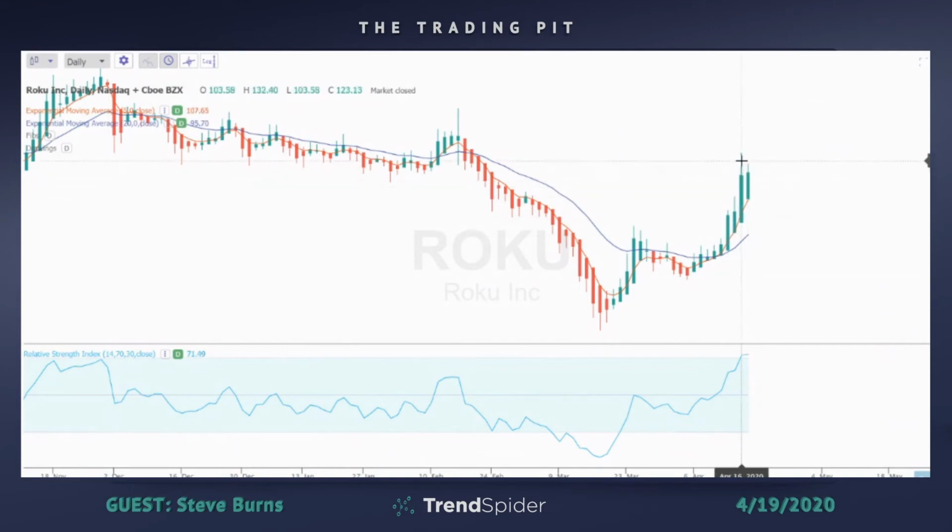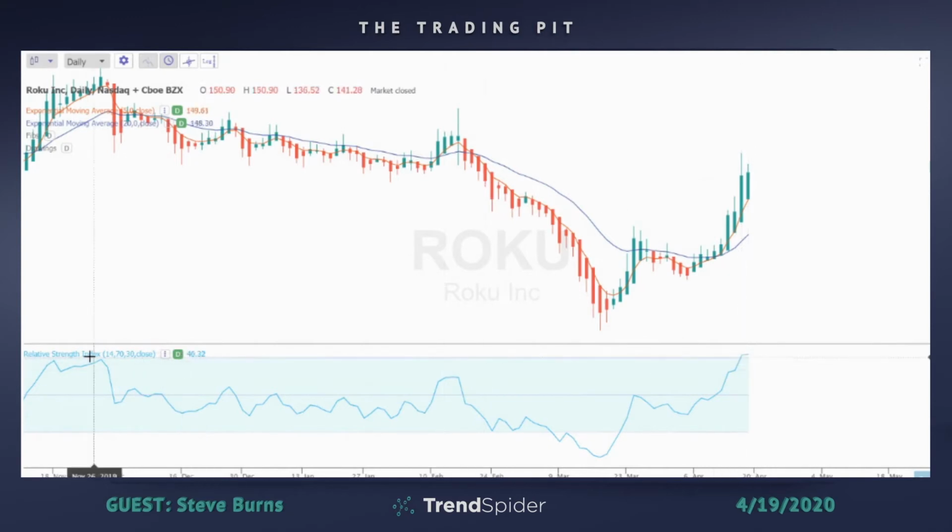And I finally sold it here on Thursday with this pin bar reversal and this just huge move up. I mean, I was up over 30% intraday on this one, and it just kept going higher. It did have a pin bar reversal, and on the RSI it did get overbought here.